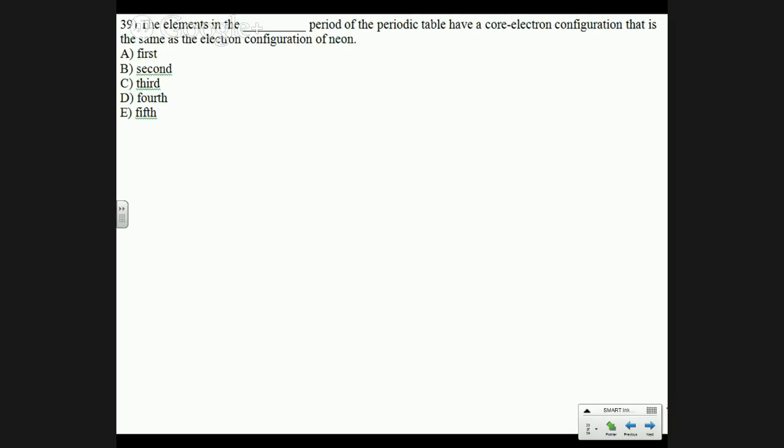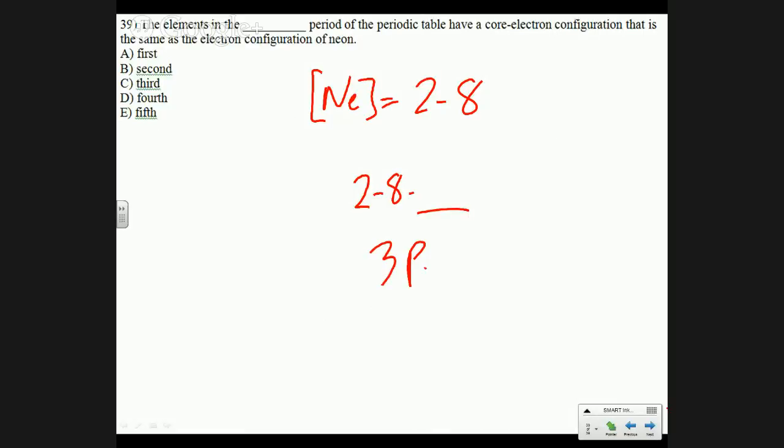39. The elements in blank period of the periodic table have a core electron configuration that is the same as neon. Well, neon is 2-8. Right? So it's saying all of them are 2-8 something. So that tells us we've got 3 principal energy levels. So it would have to be in the 3rd period. That's it.